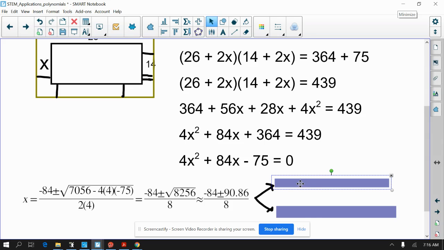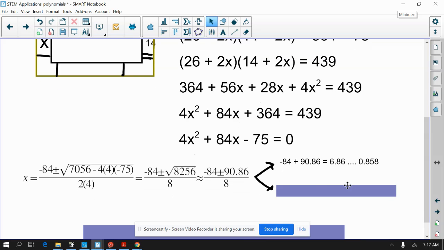Negative 84 plus 90.86 equals 6.86. So 6.86 would be in the numerator, and then you divide by 8. So that becomes 0.858. The other one is negative 84 minus 90.86, and that's negative 174.86. You divide that by 8, and you get negative 21.